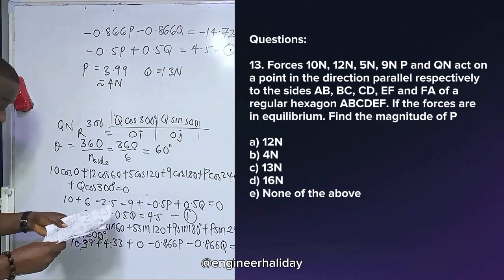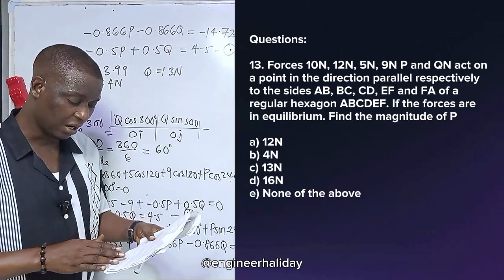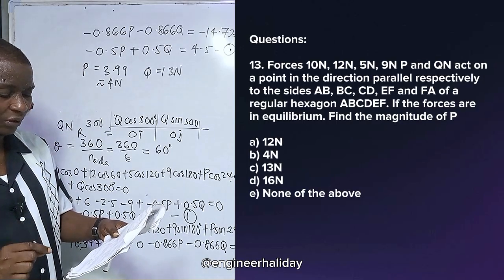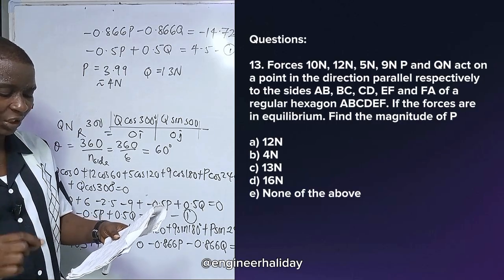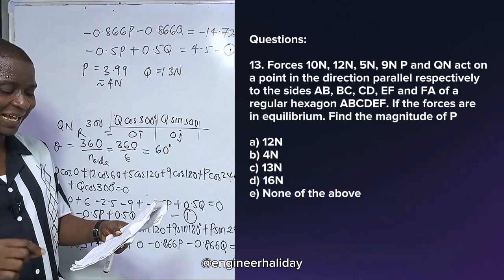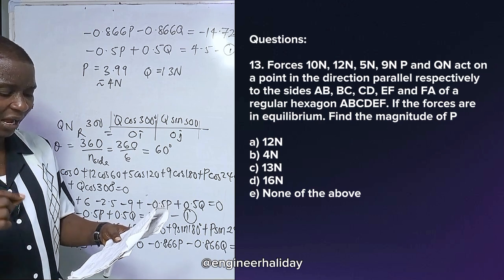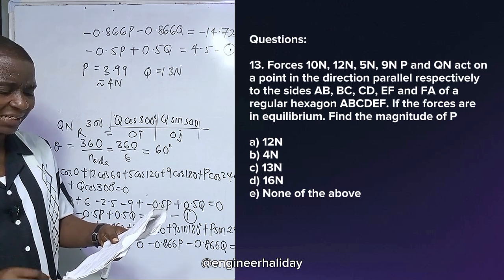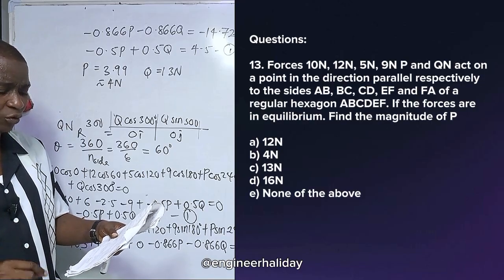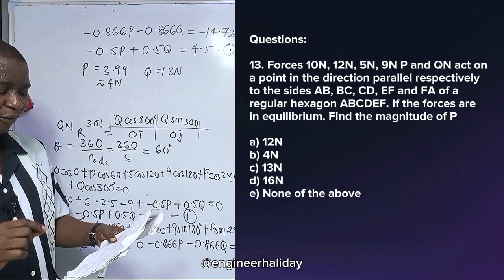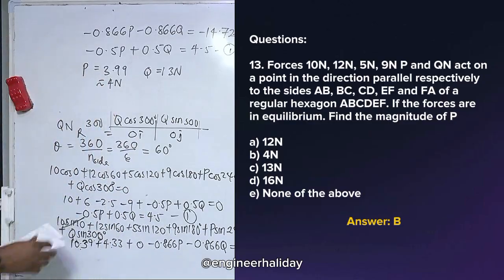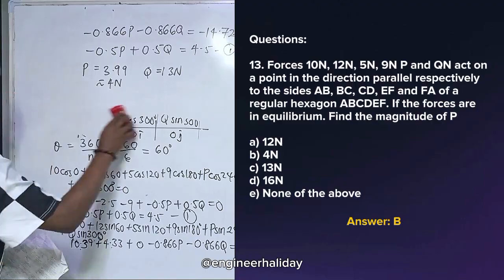Now let's move to the next one. We have 4 in option B. It says forces 10 Newton, 2 Newton, 12 Newton, 5 Newton, 3 Newton, P and Q Newton act on point P in the direction parallel respectively to the sides AB, BC, CD, EF, and FA of a regular hexagon ABCDEF. If the forces are in equilibrium, find the magnitude of P. A is 12 Newton, B 4 Newton, C 13 Newton, D 16 Newton, E none of the above. So go with 4 Newton for P, because it's the magnitude of P you are looking for.